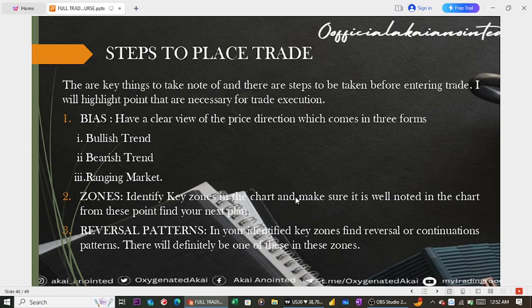For some that are still newbies, when you open your MT5 or your MT4 or your cTrader or whatever kind of market platform you're using, your TradingView app, the first thing to do is what I'll be taking you through now. There are key things to take note of, and there are steps to be taken before entering a trade. I will highlight this point. The first thing you do is that you want to know the bias.